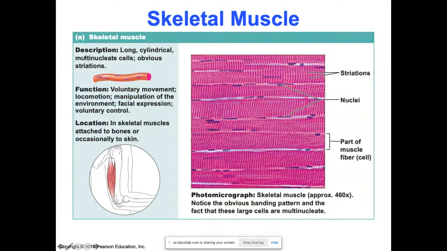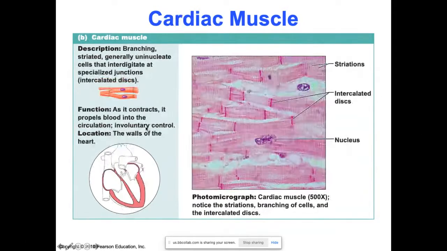When we look at skeletal, the cells are long, cylindrical, and multinucleated. There are striations. Their function is voluntary movement. We're going to find these in skeletal muscles.